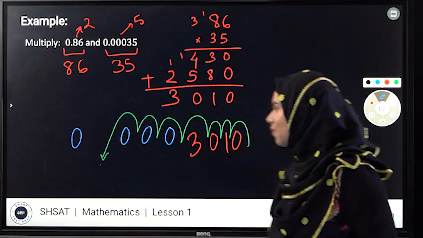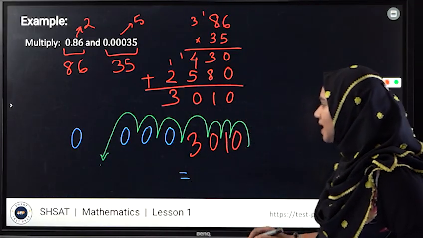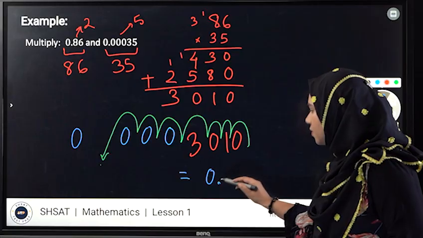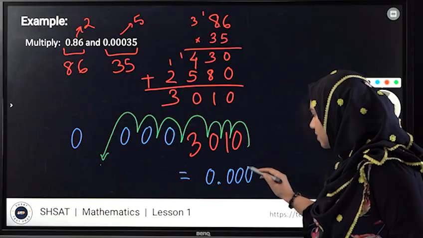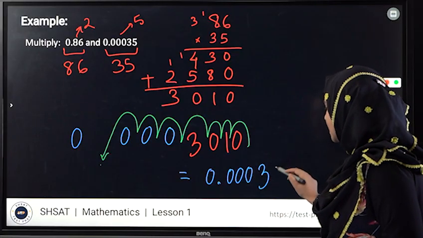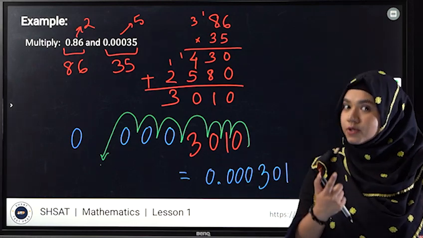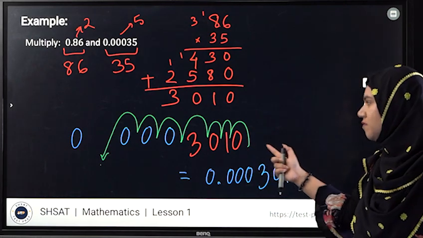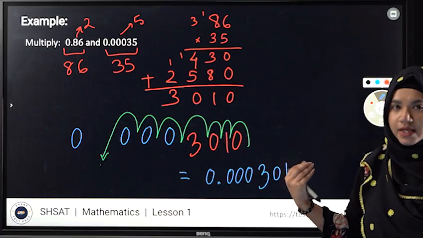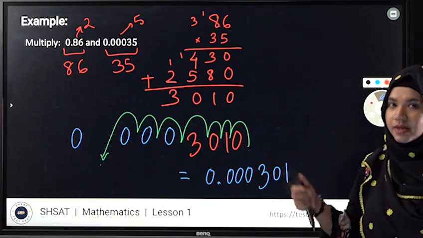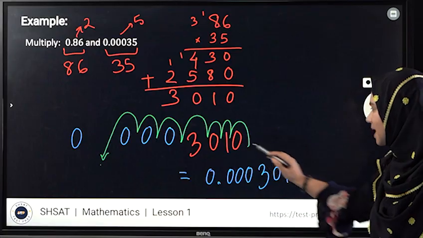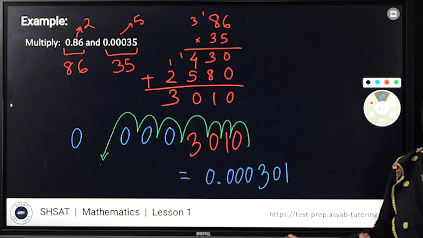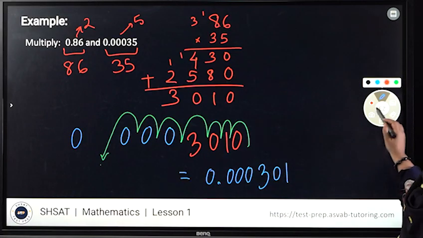See? So what's my final answer now? My final answer to this is 0.000 and then what? 301. And do you remember if we have a 0 at the end of any decimal, even if there are like 100 zeros here, it doesn't really matter. So we can skip this last 0 over here. That's my final answer. Got it?